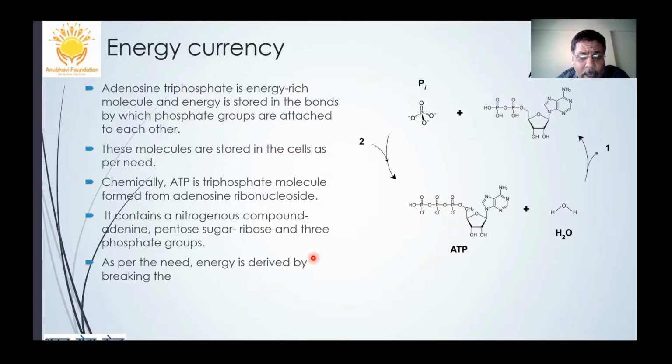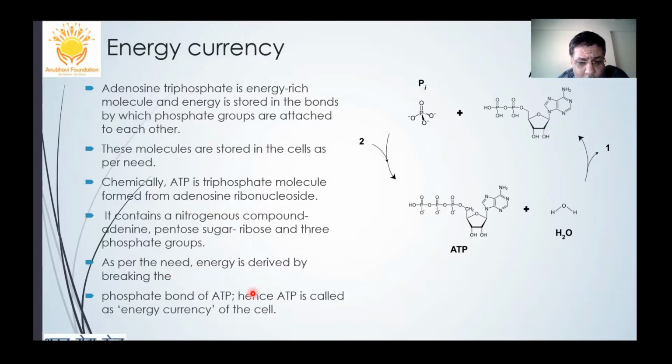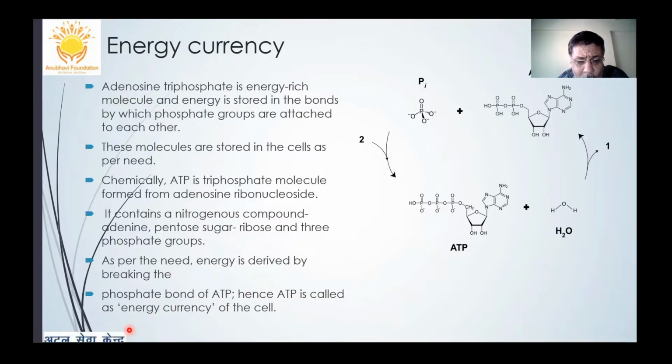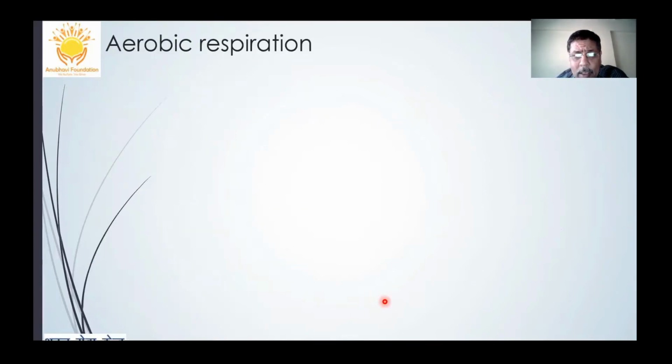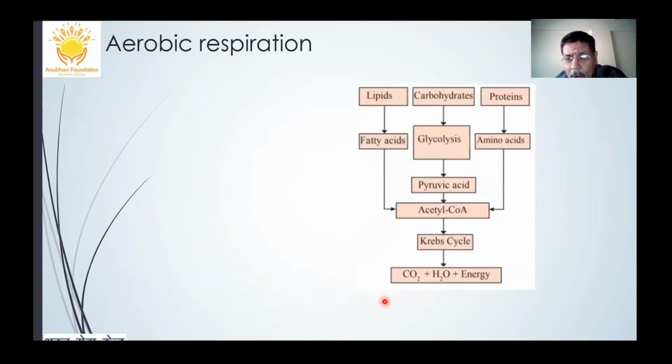An adenosine triphosphate molecule contains a nitrogenous compound adenine, a pentose sugar ribose, and three phosphate groups. As per the need, energy is derived by breaking the phosphate bond of ATP. Hence, ATP is called the energy currency of the cell because the cell obtains its energy requirement from there. So now you can see this is an important chart for us, which will help us understand that better.